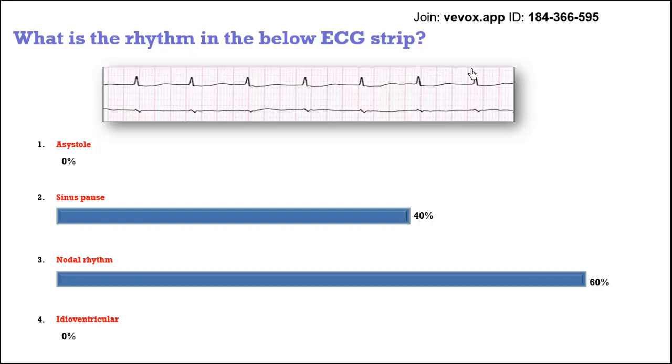So why did we say nodal? Because it's exactly the same as sinus, but without a P wave. So the SA node is not the pacemaker anymore. Now it's the AV node, so we call it nodal rhythm. You get that? Okay, let's take the second poll.